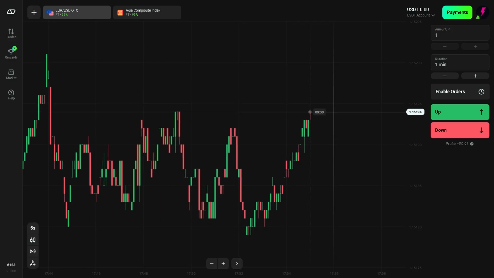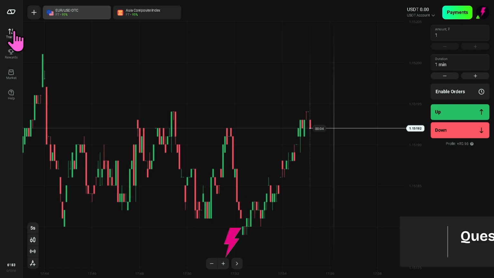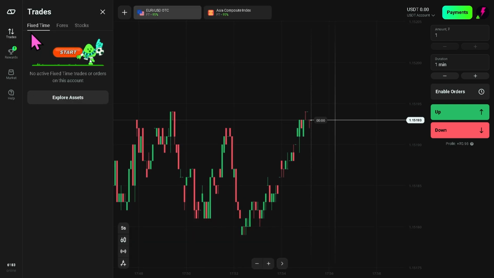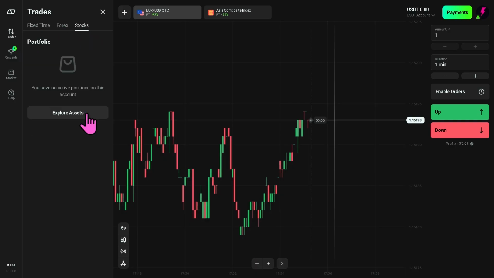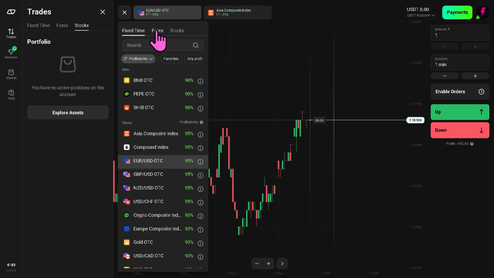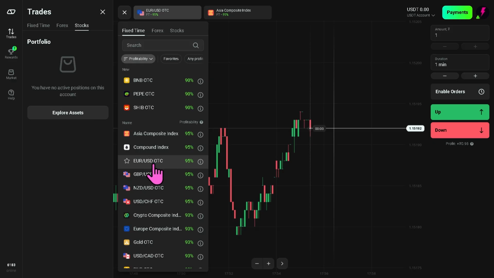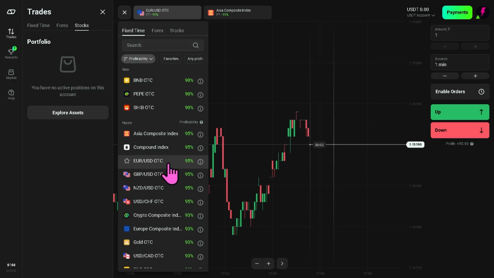From the trading dashboard, I want you to hover on the left side panel of your account and go to the trades section. Here you can select any asset that you'd like to analyze. You can use a fixed time, forex, stocks, or you can simply go to the explore assets. In this case, I am going to choose a fixed time, and the common and most ideal asset to analyze for beginners is going to be the Euro to USD OTC.